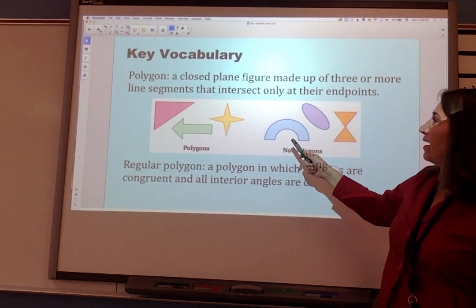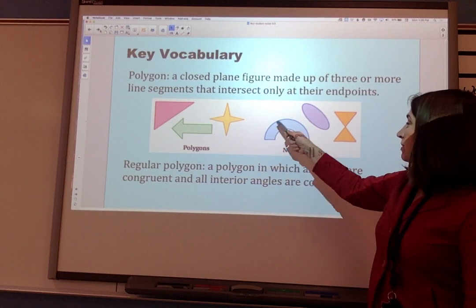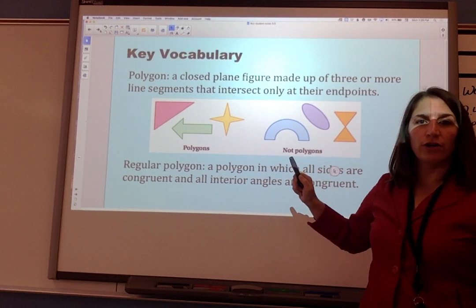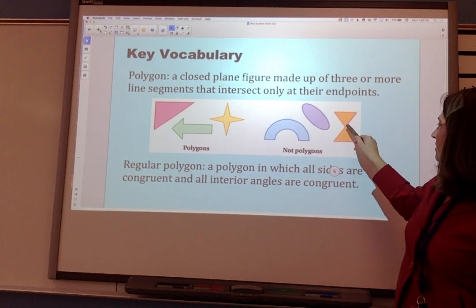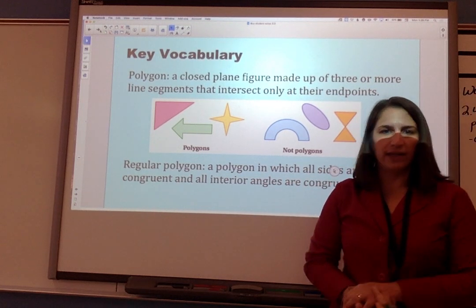These would be examples that are not polygons. So these are not made up of line segments. We have some different arches here. And this last one, the orange one, intersects at somewhere other than an endpoint, so therefore that is not a polygon.